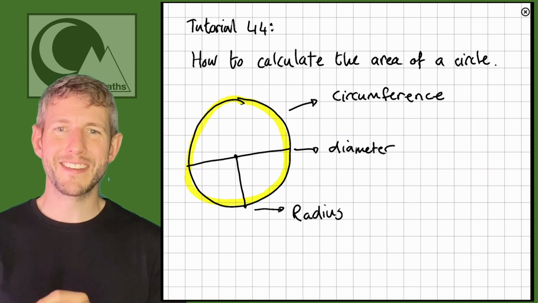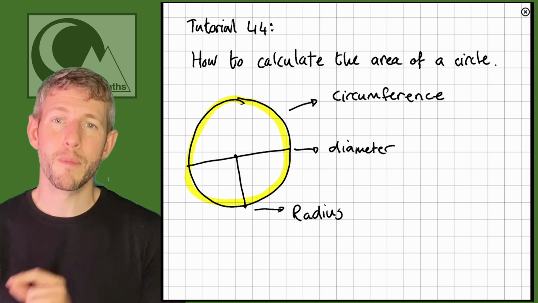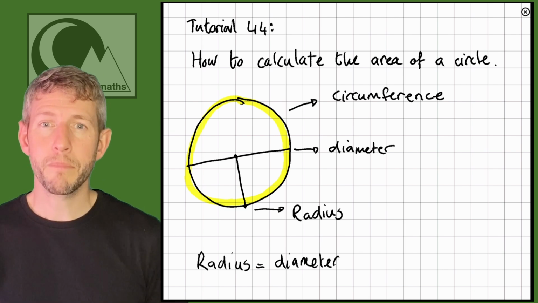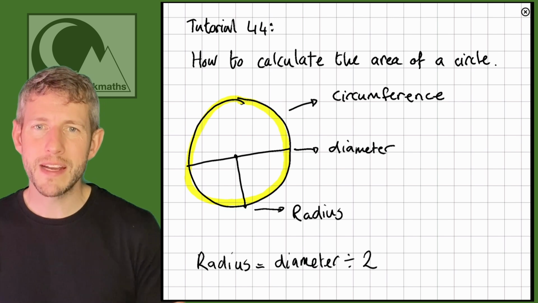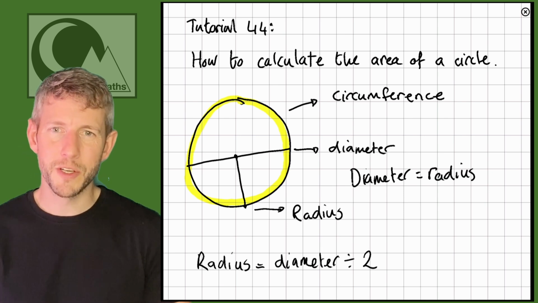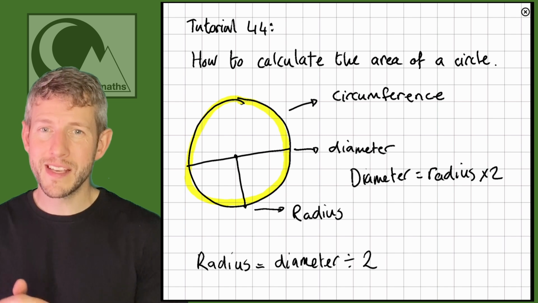Some things we need to know about these: in order to calculate the radius from the diameter, we simply do radius equals diameter divided by 2, and we get the diameter from the radius by doing diameter equals radius times 2. The circumference of the circle, I put it here just so that we remember what this is.